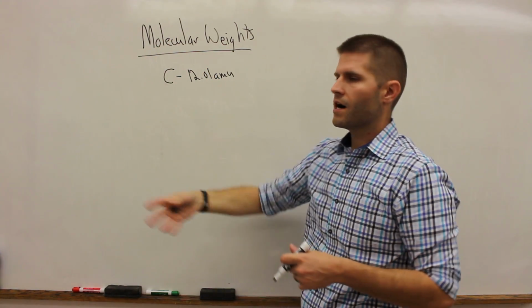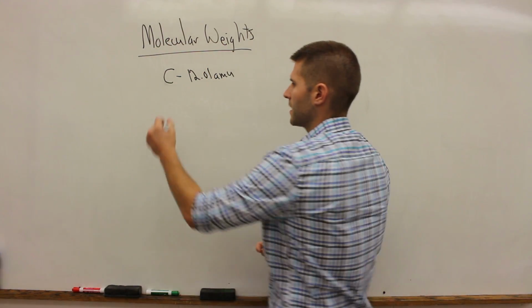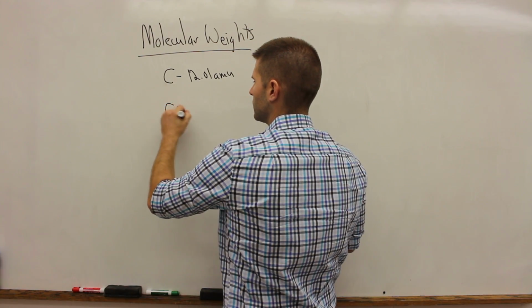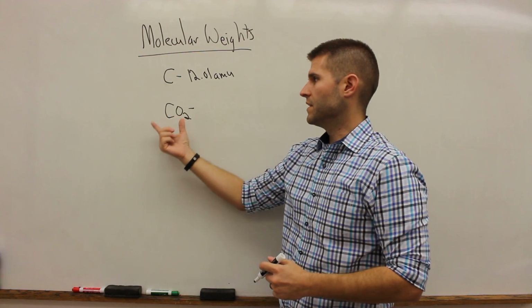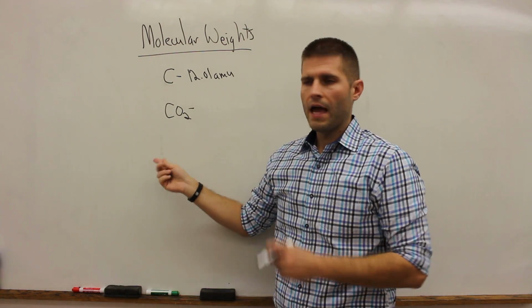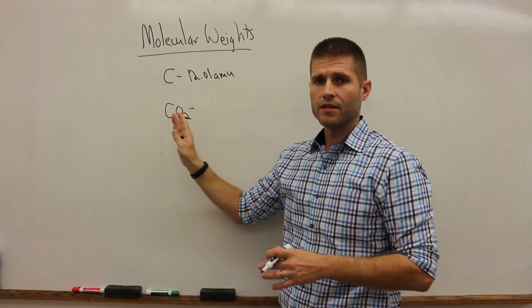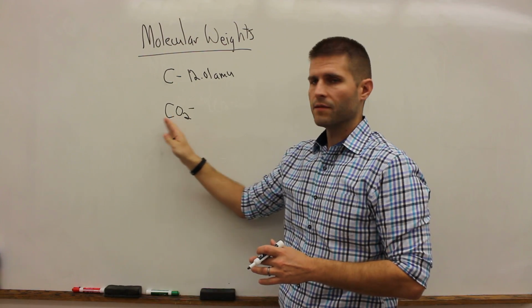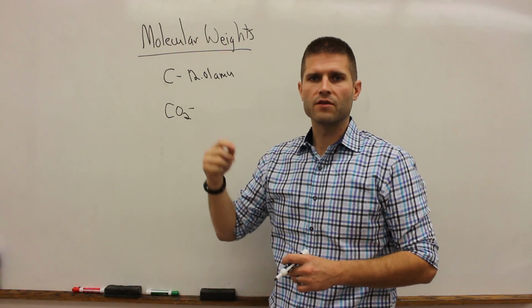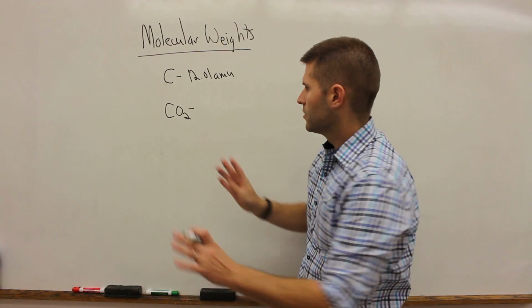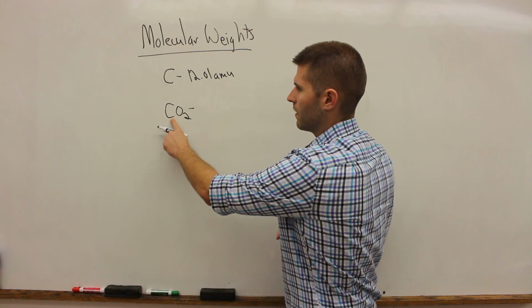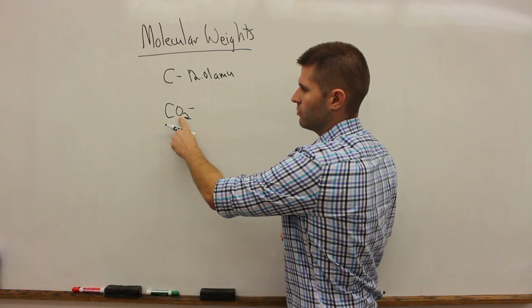So let's take a very common molecule. Let's take the carbon dioxide molecule, CO2. We want to find the molecular weight of this entire molecule. And the way we do that is we take the sum of the atomic masses for each element multiplied by the number of times that that element is present in the molecule. So how does that work? Let's say for carbon dioxide we have one carbon and two oxygens.